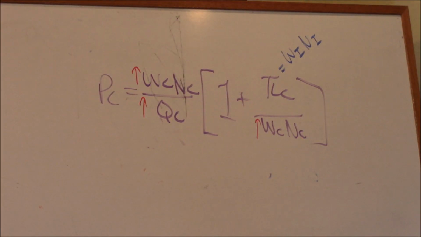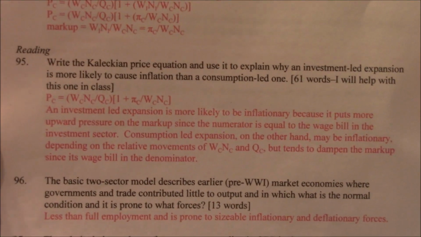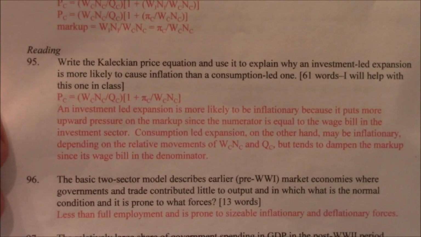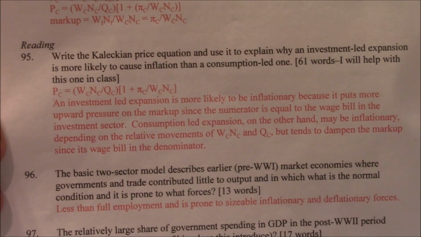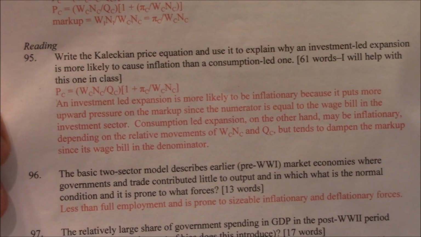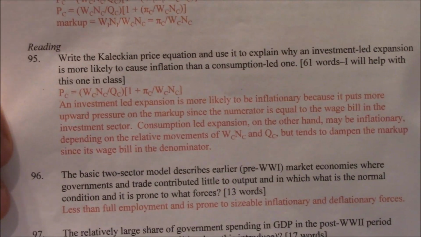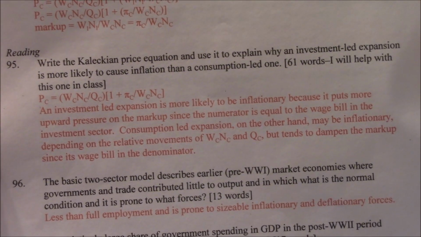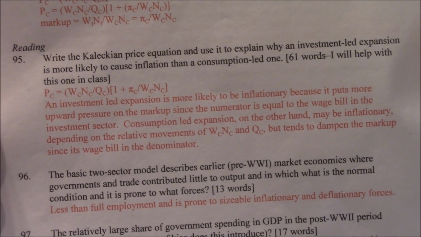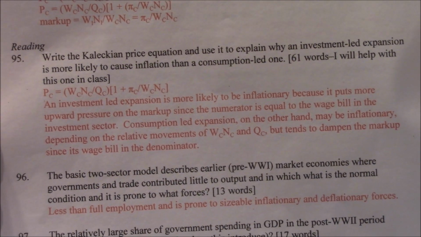I'm going to try to hold this very steady so that you can pause the screen and write all that out. I will read it to you here. You have to have the equation. Then, an investment-led expansion is more likely to be inflationary because it puts more upward pressure on the markup, since the numerator is equal to the wage bill in the investment sector. A consumption-led expansion, on the other hand, may be inflationary, depending on the relative movements of WC and QC, but tends to dampen the markup since its wage bill is in the denominator. So again, pause that and write that down. That's your answer to 95.